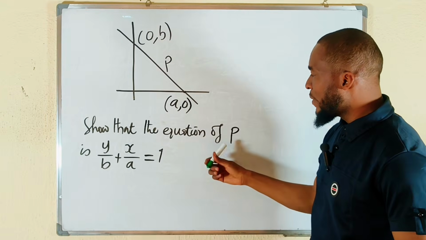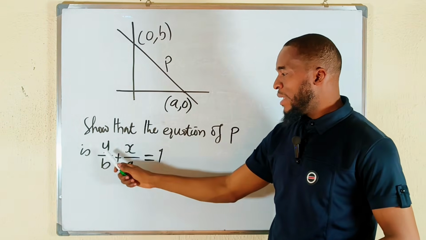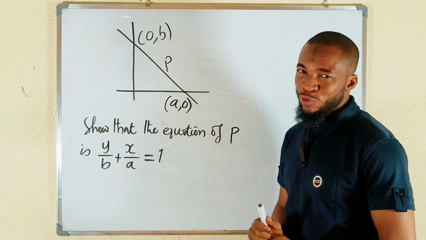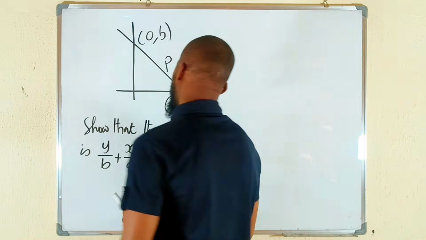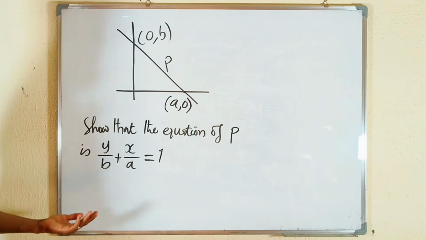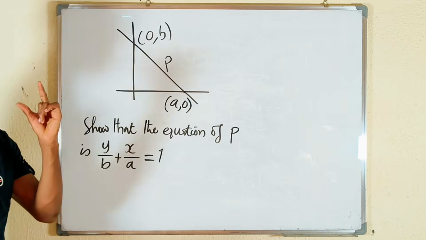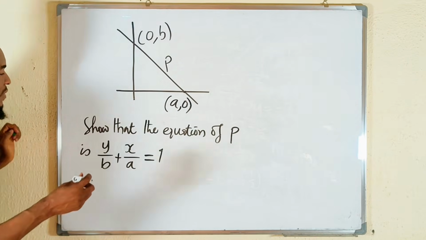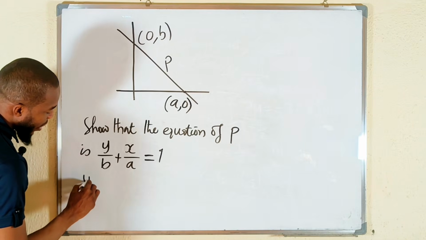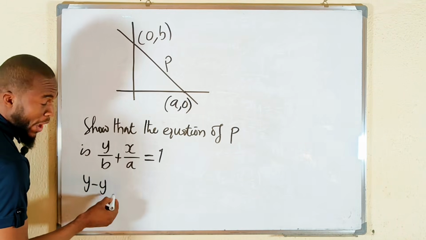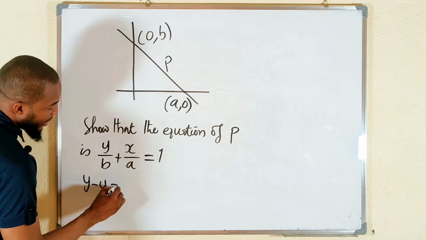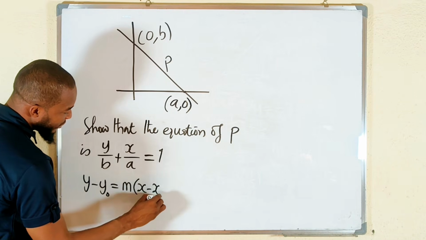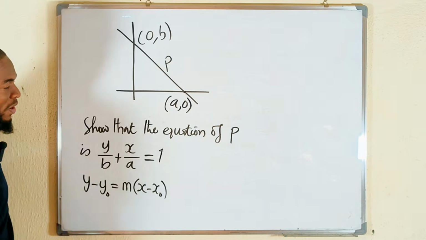We're asked to show that the equation of this line P is y divided by b plus x divided by a equal to 1. So, what is my recommendation here? Whenever you have points and you have a slope, you can easily use this formula: y minus y1, or y0 sometimes, equals the slope multiplied by x minus x0. These are the initial points.